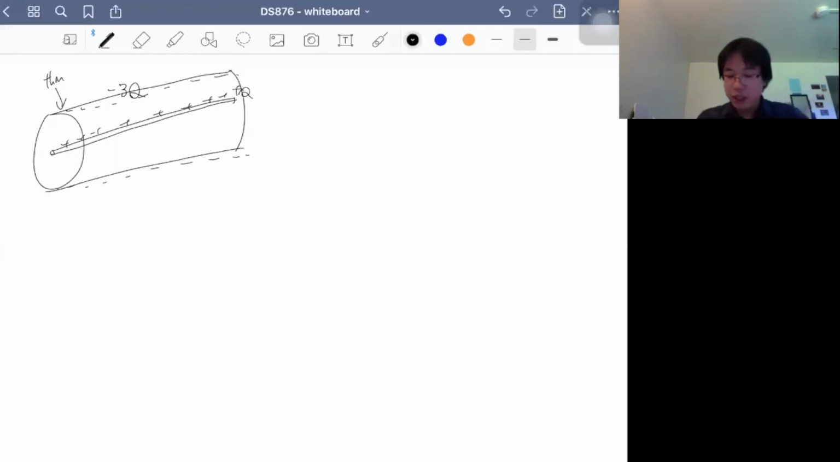How do you do it? What is Gauss's law for? Gauss's law is for finding the electric field. Okay, that's the first thing you need to know. Gauss's law is to calculate the electric field strength.